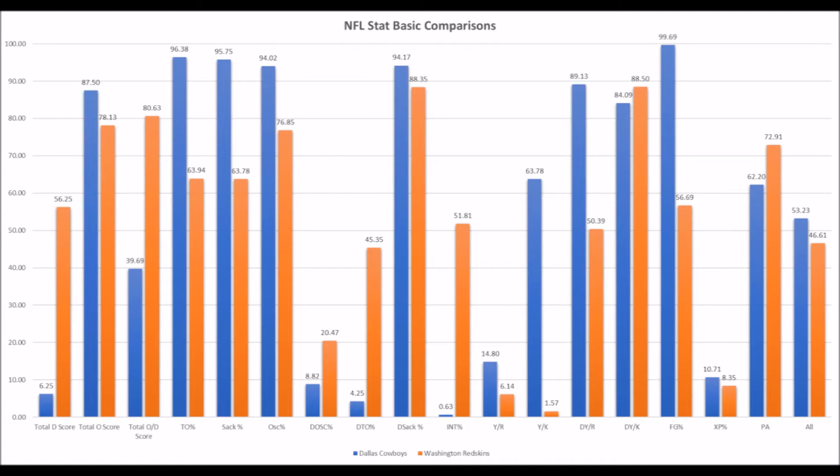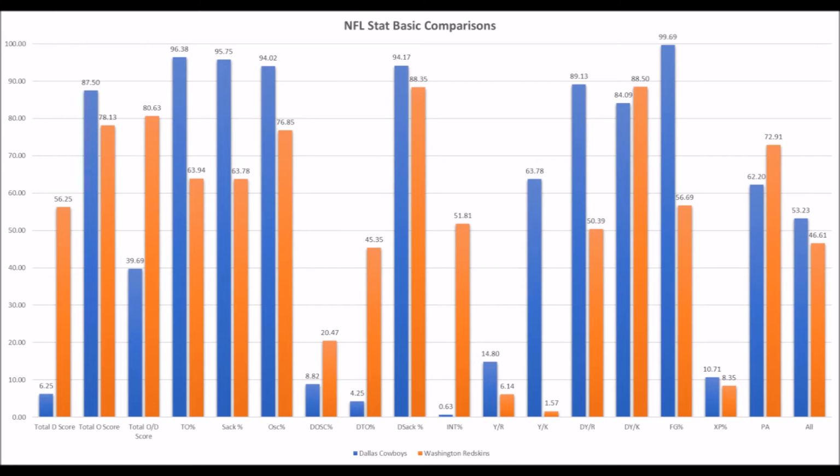Now, when you go to the defensive side of the ball, there definitely are some things that favor the Redskins, starting with defensive offensive score percentage. The Redskins are better when it comes to preventing points compared to the Cowboys. The Cowboys are a defense that does some sexy things, but they don't prevent points from being put on the board on every single defensive drive, which I think is one of the key stats.